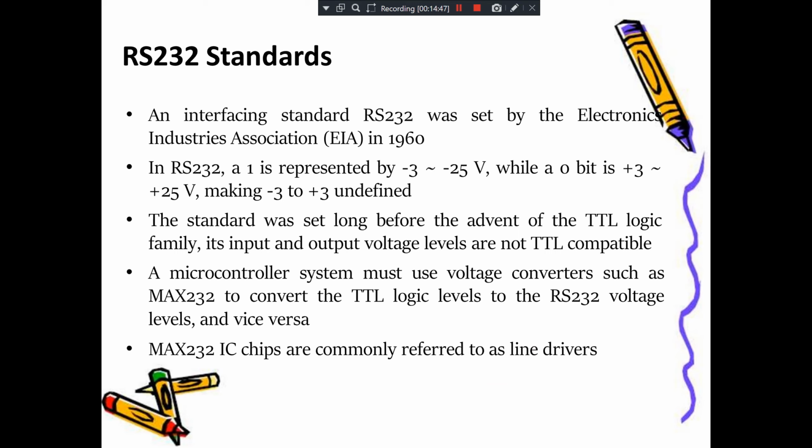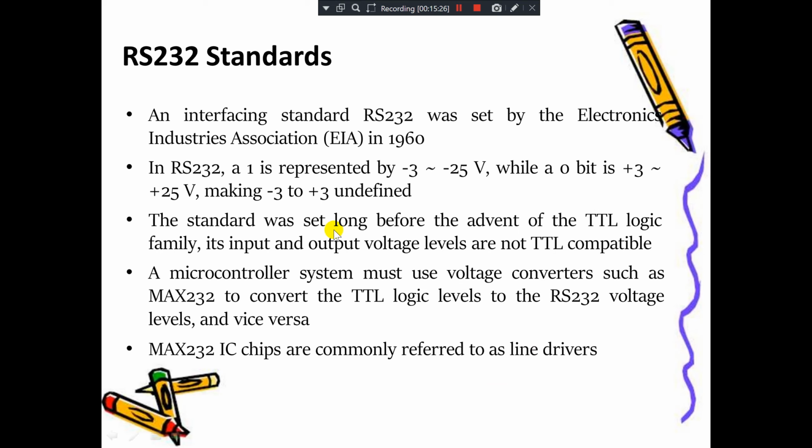It is called an interfacing standard, which was set by the Electronic Industries Association, in short EIA, in 1960. The RS-232 standard represents a 1 bit by -3 to -25 volts, while a 0 bit is represented by +3 to +25 volts, making -3 to +3 undefined.